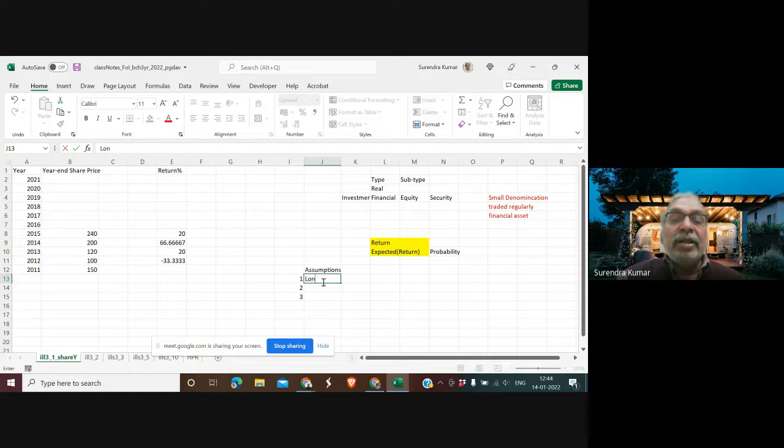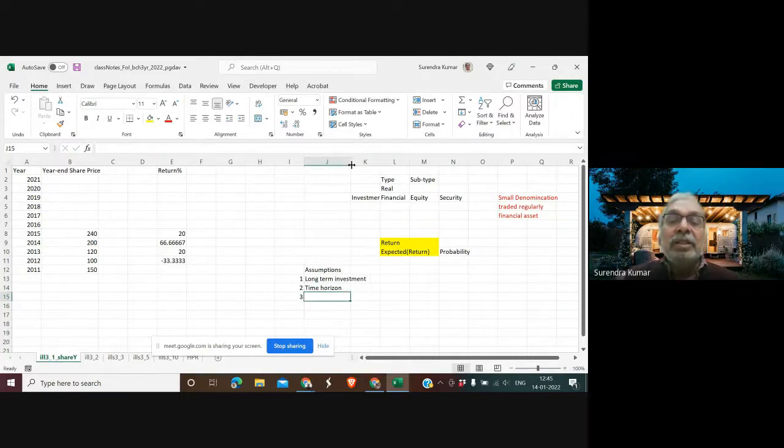See, let us say in any case we are talking of long-term investment, which means your investment time horizon is more than 1 year. But more than 1 year could be anything. So we need to decide what is our time horizon. Anything else? Let us say we decide our time horizon is, whatever I said, 4 years.